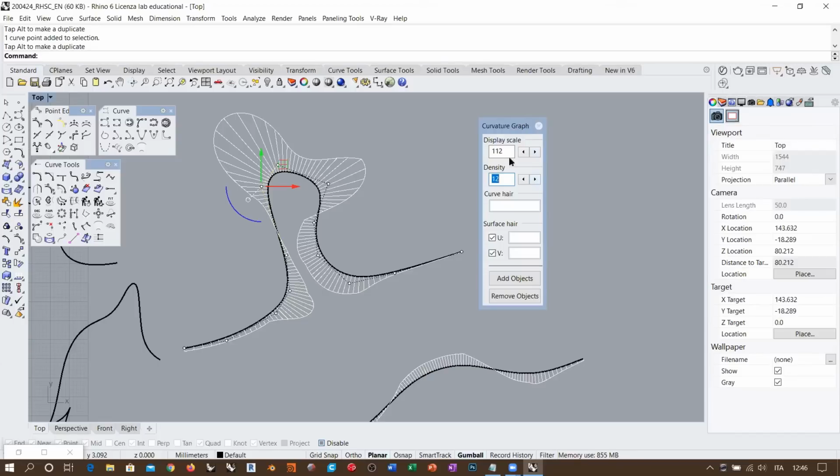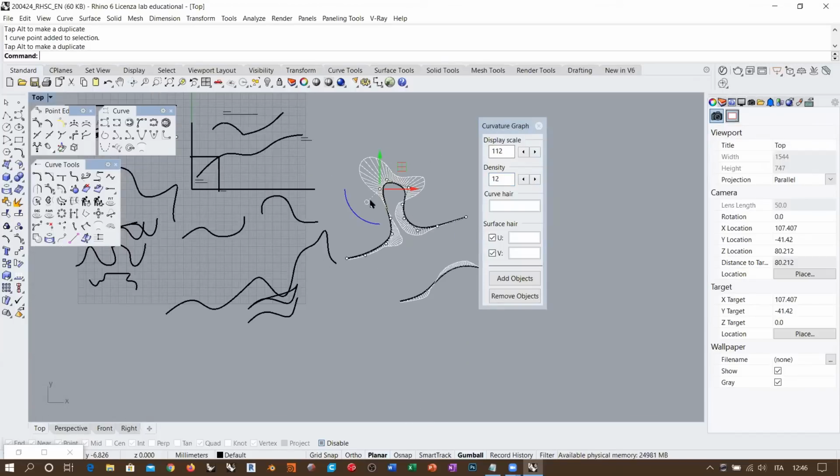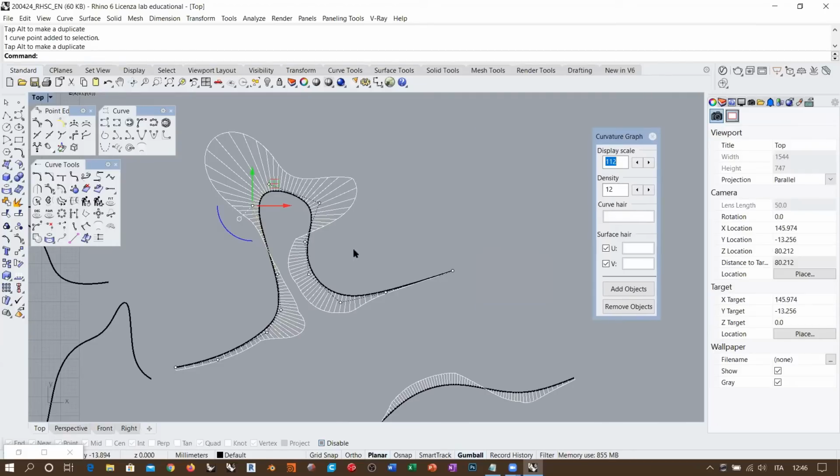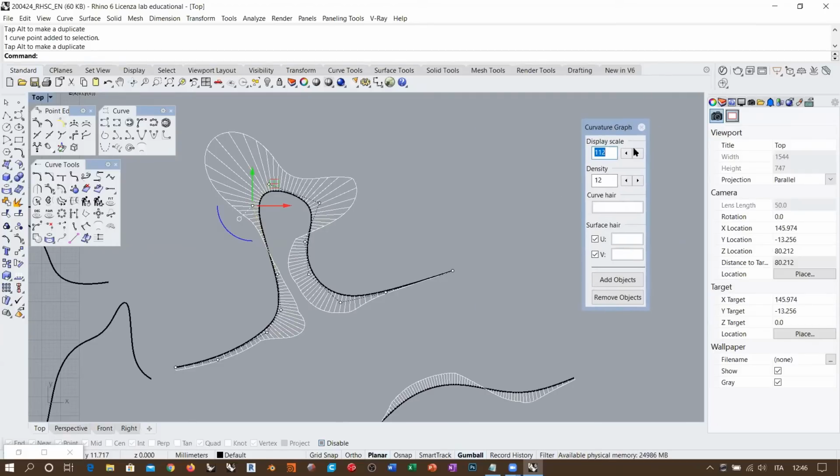Also consider that it depends on the scale of your drawing, right? So this display scale might be good for a curve drawn at a specific scale, and simply not be good enough for another drawing that you did. So it depends on the geometry that you are creating, okay? But you simply have to tweak this.